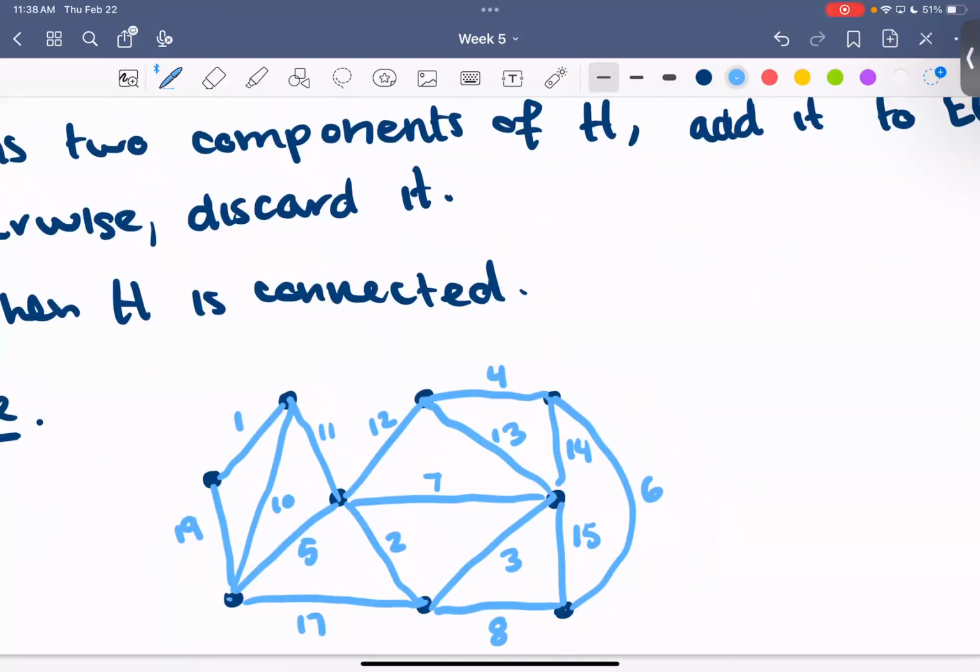Okay, let's run through this really quick. The first one that we would add would be this one, and then the next one of lowest weight is this one, and the next one is this one, and then here we're going to have to add a lot of edges before we encounter any problems.